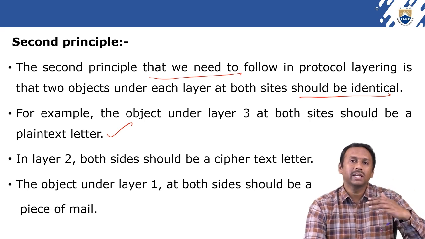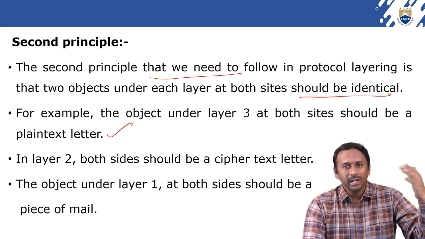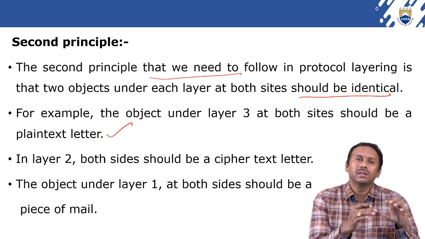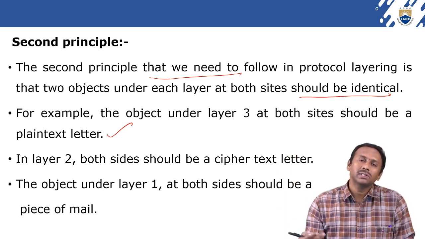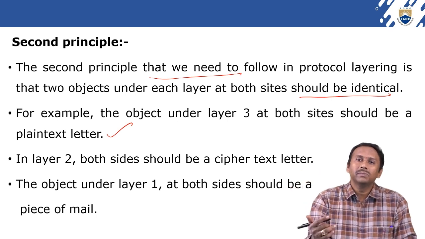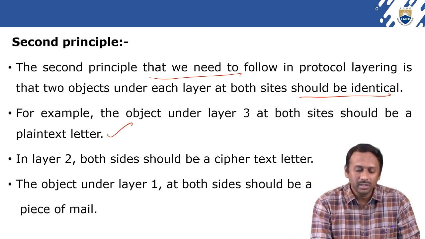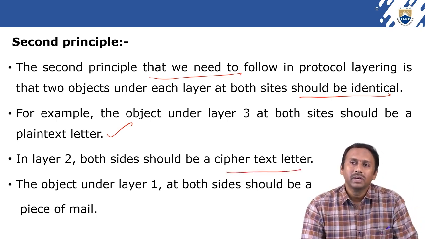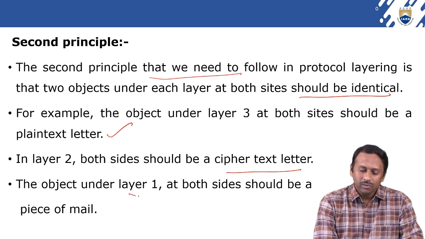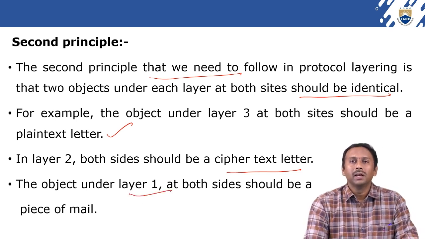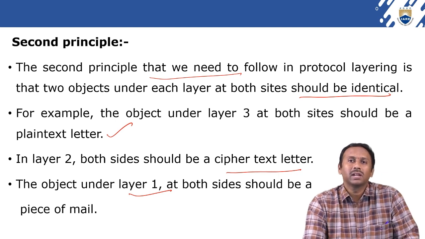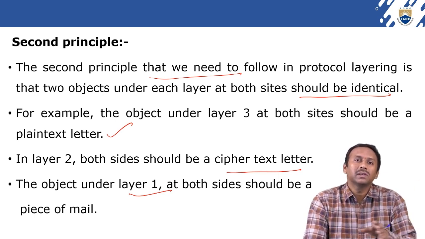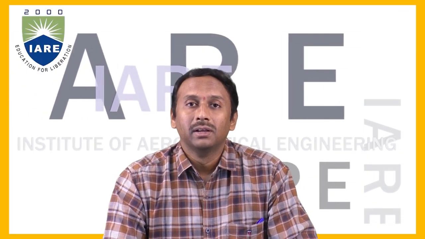So in the second layer, what will happen? After sending a letter, it will be encrypted, then it will be in ciphertext mode. On the receiver side also, after receiving the mail, it looks like ciphertext, so in layer 2 both sides should be ciphertext. The object under layer 1 at both sides should be a piece of mail, because in layer 1 there is only transmitting or receiving the mail, so it is just a piece of mail.